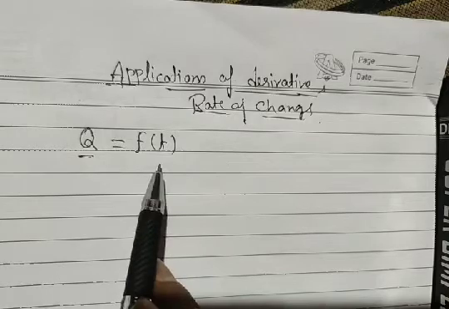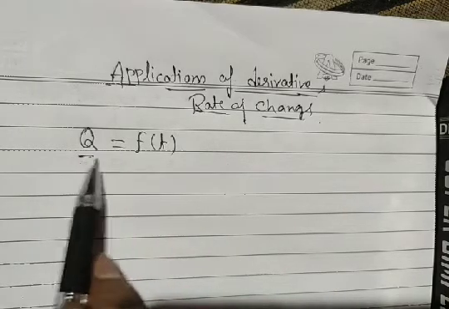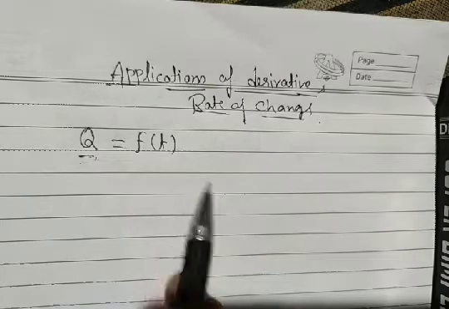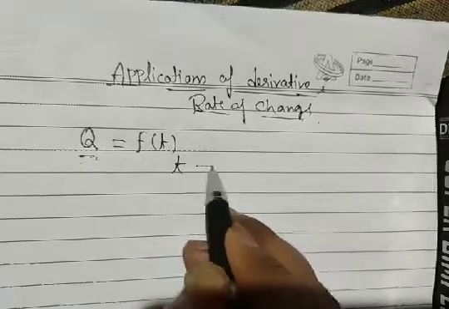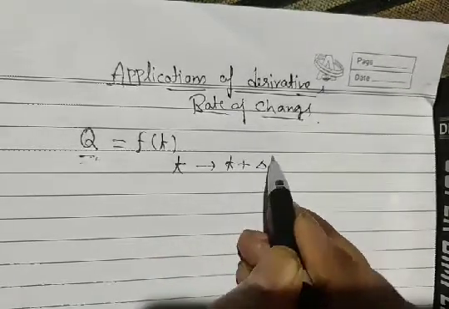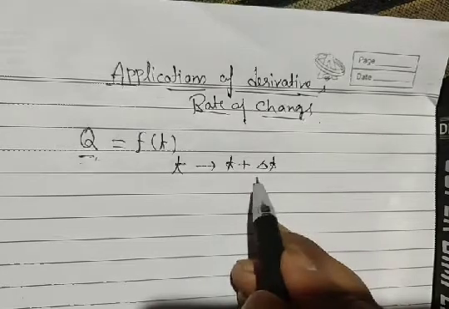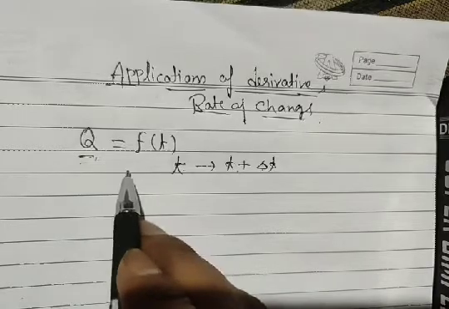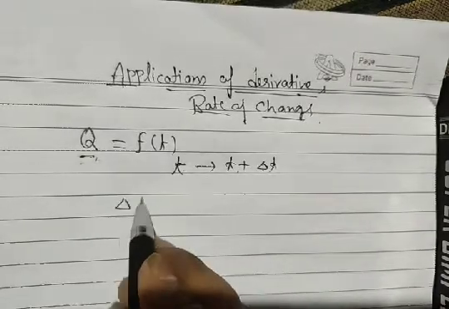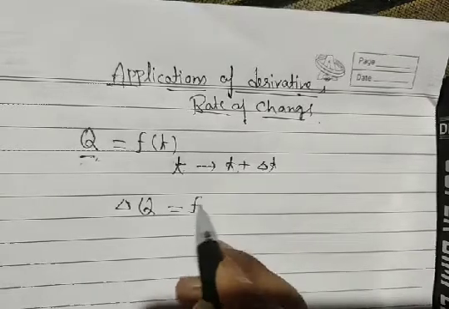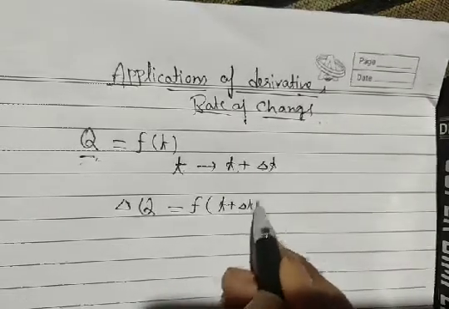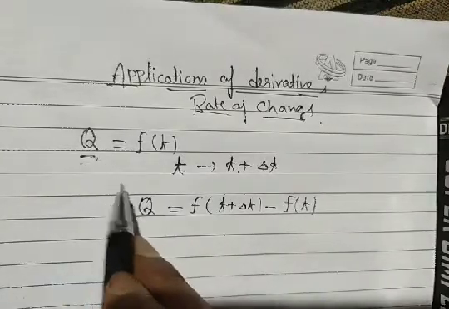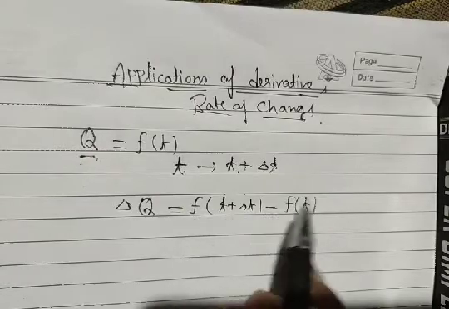Now consider the change in q. If there is a change in q from time t to time t plus delta t, then what is our change in q? If we want to measure the increment in q, it is given by delta q equals f of t plus delta t minus f of t.